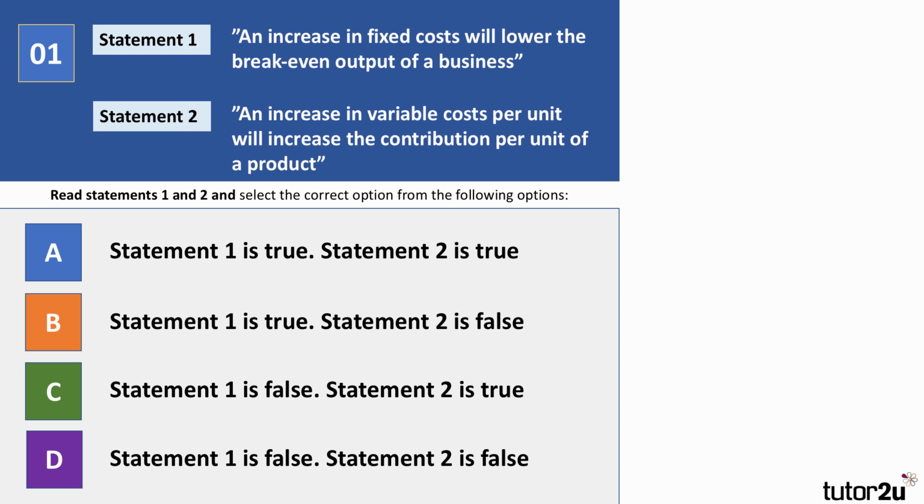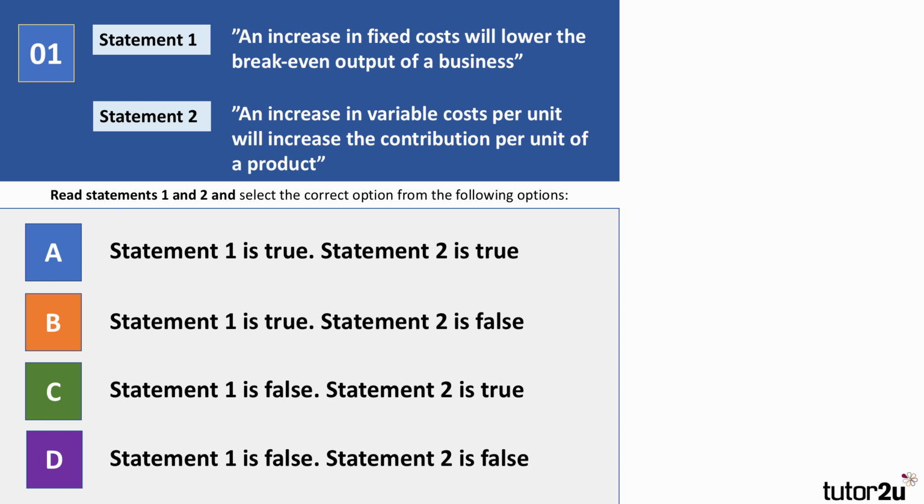Question 1. Statement 1. An increase in fixed costs will lower the break-even output of a business. Statement 2. An increase in variable cost per unit will increase the contribution per unit of a product. Pause the video and have a go.